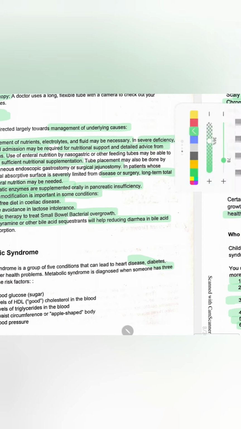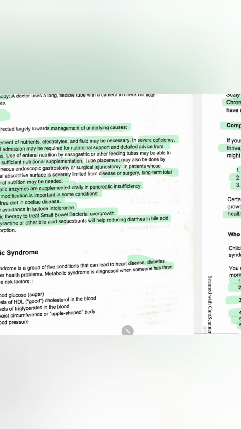Now moving forward, it is the metabolic syndrome. A metabolic syndrome is a group of 5 conditions that can lead to heart disease, diabetes, stroke, and other health problems. The metabolic syndrome is diagnosed when someone has 3 or more of these risk factors. Number 1 is high blood glucose or sugar levels, low levels of HDL cholesterol in the blood, and high levels of triglycerides in the blood, and a large waist circumference or apple-shaped body, and high blood pressure.